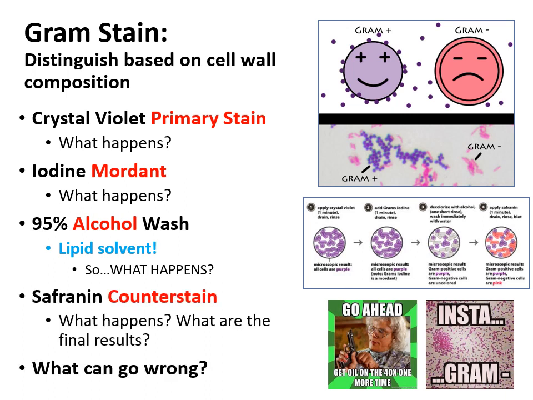You then add the final reagent, which is the counter stain. In this example, it's safranin, which is a pink color. The counter stain can only enter any cell that's currently colorless, because think about it. If you try and put the counter stain in those Gram positives, they're full of dye already. There's no room for a counter stain.